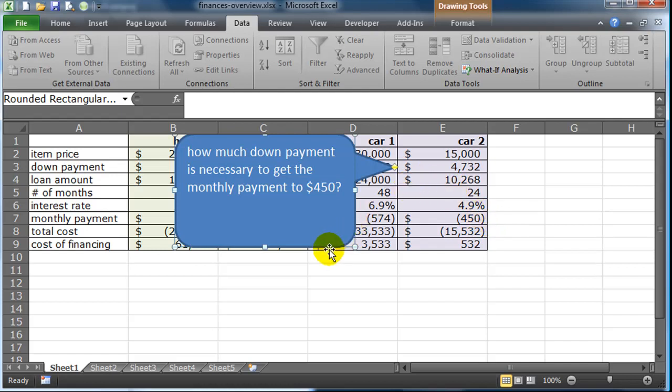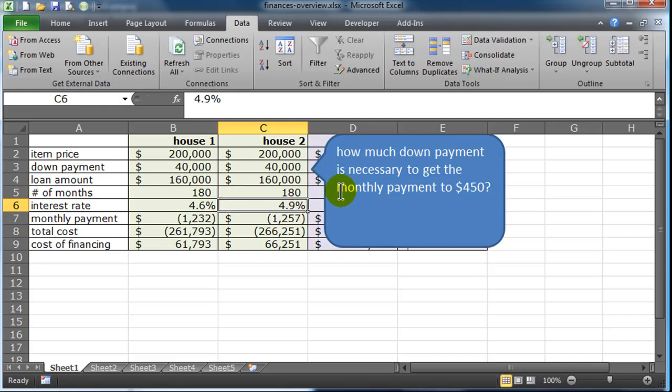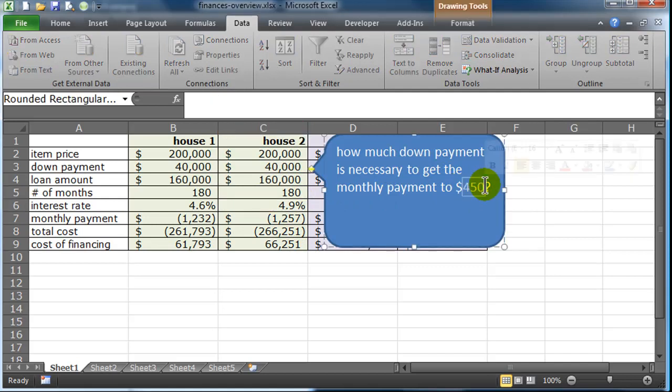Goal seek. Let's try this again. Let's use our house though. How much down payment is necessary to get the monthly payment? Let's see. I'm going to change this over to 180 months. A 15-year mortgage is a little bit better, I think. And to get the monthly payment to exactly $1,190. Maybe I've determined that's the monthly payment that I want for this house. How much down payment is necessary?